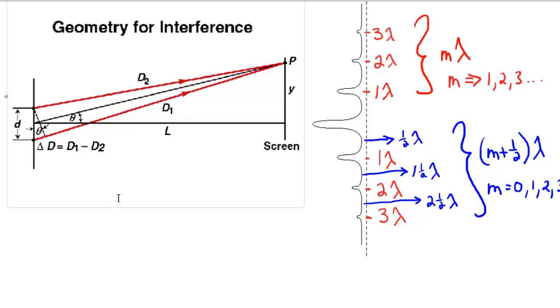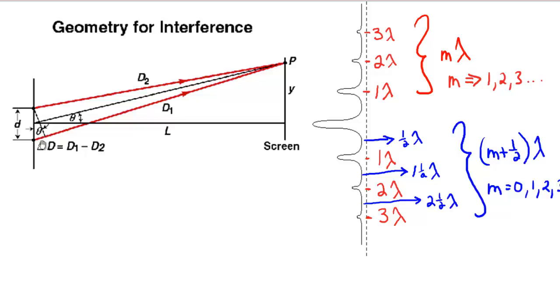Second step is we actually look at some geometry down below, and it requires a bit of an assumption. The assumption is that this distance to the screen, which we're calling L here, L is the distance from the screen all the way back to the double slits. If that's very, very, very large compared to d, then we can assume that these two red lines are basically parallel when we're back at the double slit end.